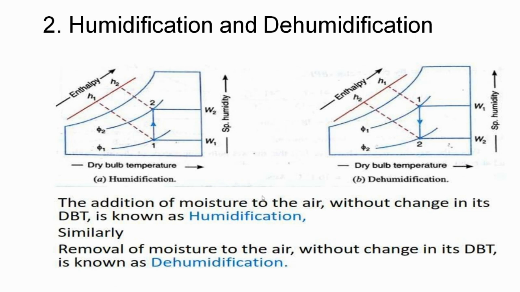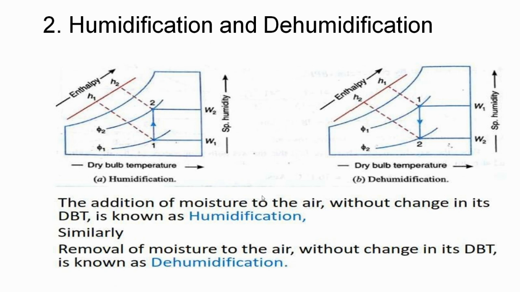So now, the addition of moisture to the air without changing its dry bulb temperature is known as humidification, and similarly removal of moisture from the air without changing its dry bulb temperature is known as dehumidification. So we can see in the diagram, humidification and dehumidification both processes are given.